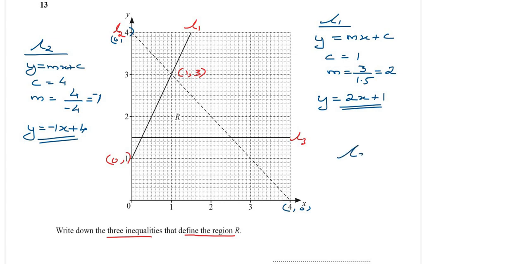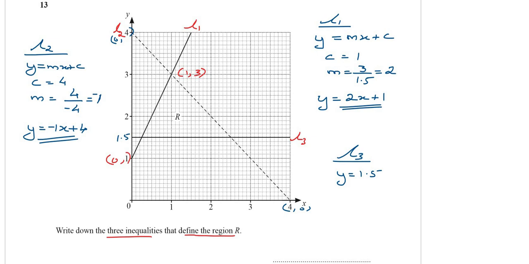To find the equation of line L3: this line is parallel to the x-axis and passing through 1.5. You can see here this is the 1.5. The y value is 1.5, so directly you can write y is equal to 1.5. y is always 1.5. So the line L3 is y equal to 1.5.